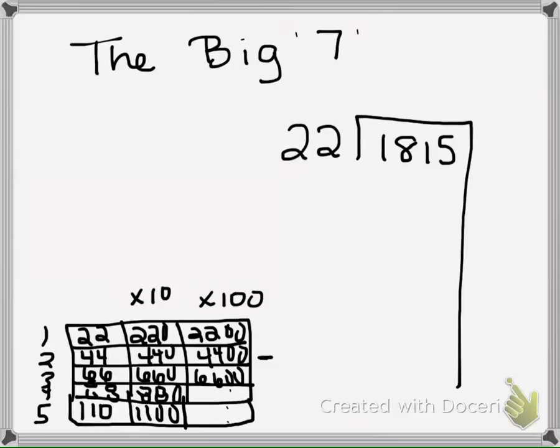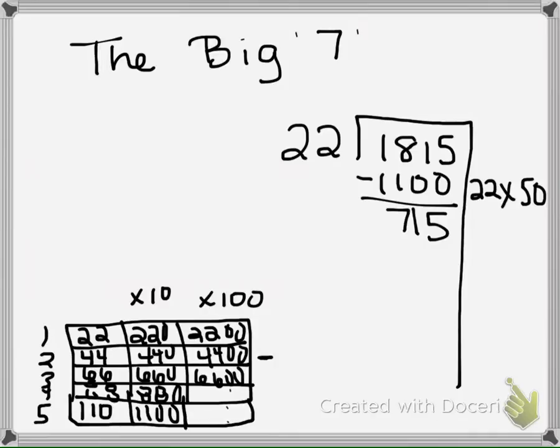If I look at my chart, I can see that 22 times 50 gives me 1,100. So I'm just going to subtract 1,100 and see what I have left. I have 715 left. Now I'm going to look again and see how close I can get without going over. It looks like 22 times 30. When I multiply 22 times 30, my chart says that that's 660.